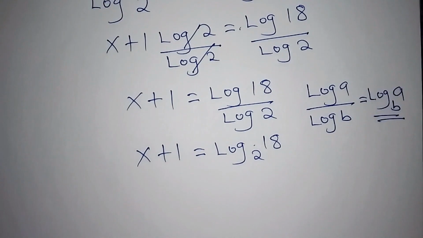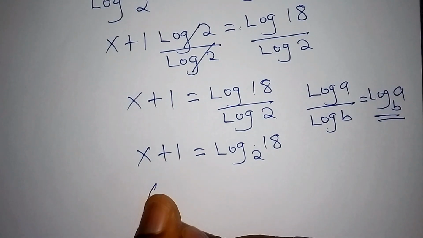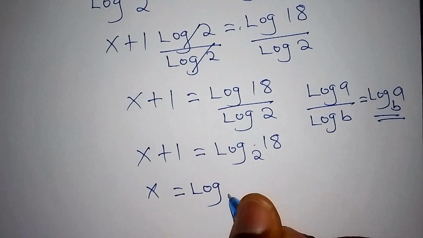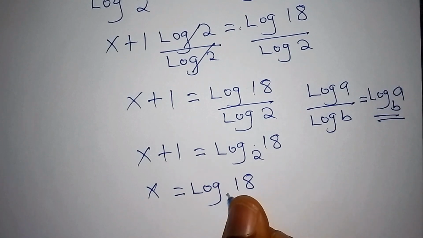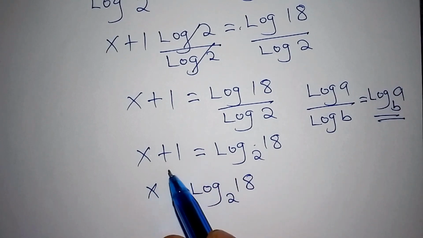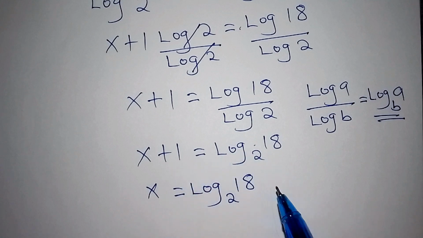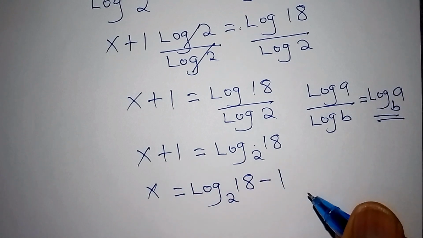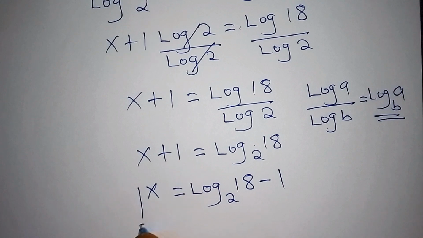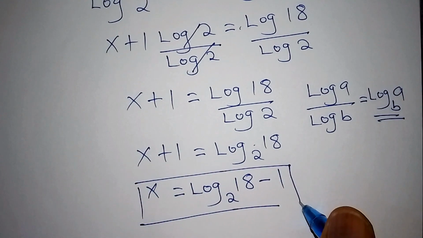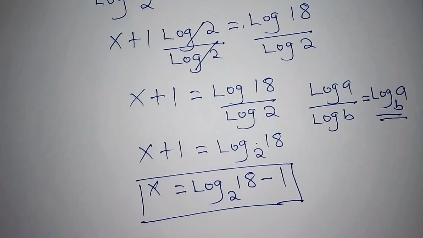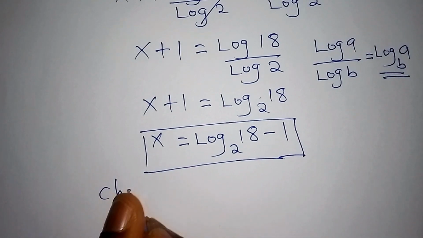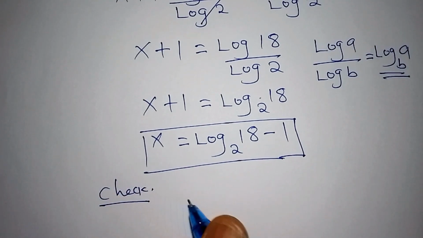From there we conclude that x is equal to the log of 18 to the base of 2. Then this plus 1 we shall cross over, and it becomes minus 1. So this shall be our value of x. Let's now check our value of x to see if we have done the correct thing.